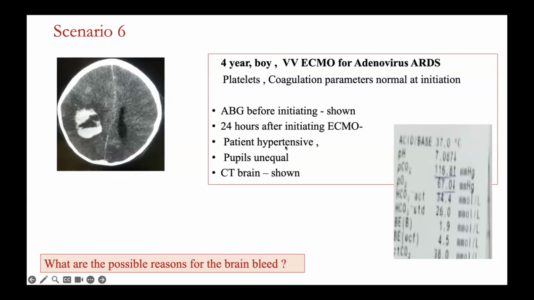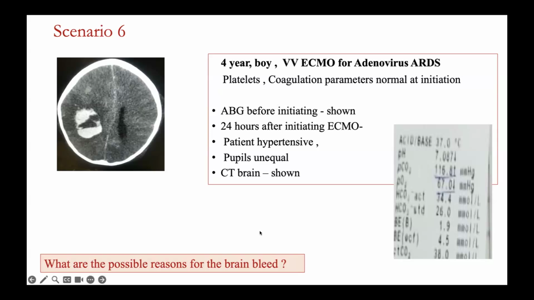Very often on VV ECMO, we encounter hypertension. Pre-ECMO, they could have been hypotensive due to RV dysfunction, but after VV ECMO, they become hypertensive. And this was a patient you've already anticoagulated, and the pupils are unequal, and the CT is here, there is a bleed. The PCO2 pre-ECMO was 116.